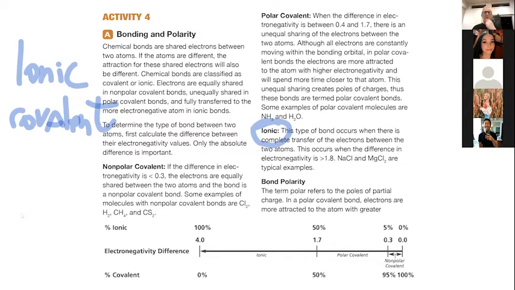Are there atoms? Everything's an atom in a covalent bond. What about an ionic bond? Is everything an atom? What are you going to find in an ionic compound? Hint, it's the first part of the word ionic. The ions? Yeah, they're going to be charged, right?